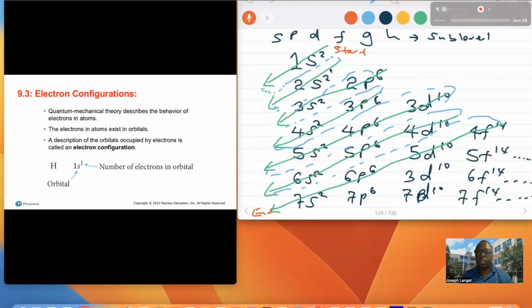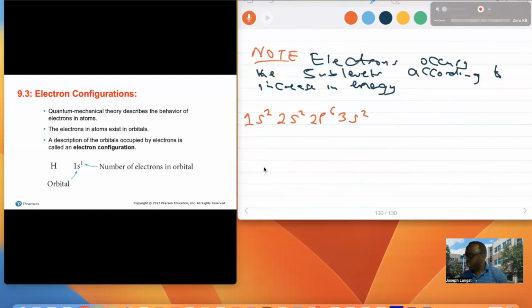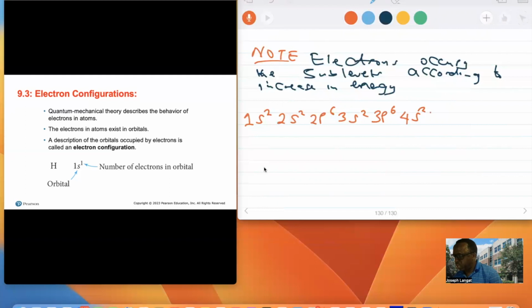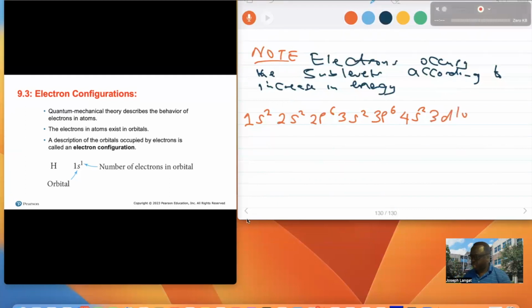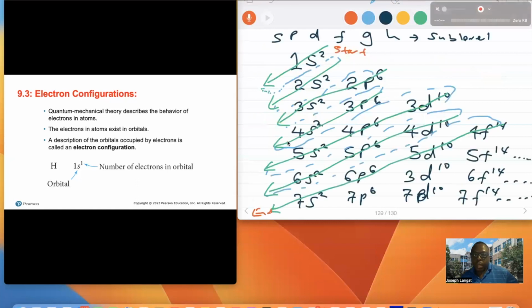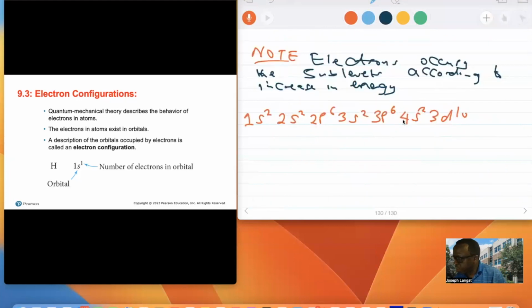1s2, 2s2, 2p6, 3s2, 3p6, 4s2. So after 3s2 is 3p6, 4s2, then 3d10. You see, after 4s2 here, you go back to 3d10, then 4p6. So this is 10.